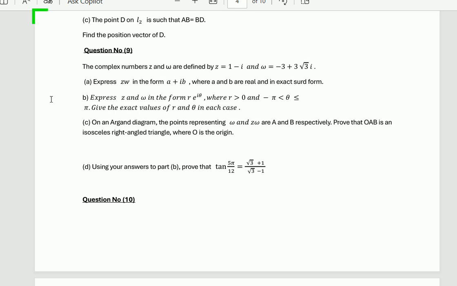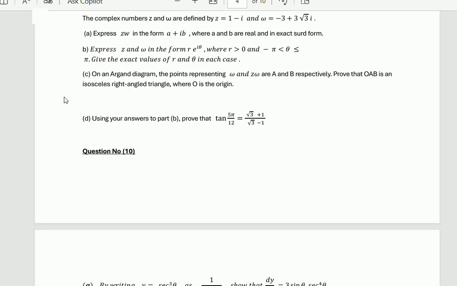For part C, on an Argand diagram, the points representing omega and z omega are A and B respectively. Prove that OAB is an isosceles right-angled triangle, where O is the origin. For part D, use your answer to part B. Prove that tan 5 pi by 12 equals (root 3 plus 1) over (root 3 minus 1).